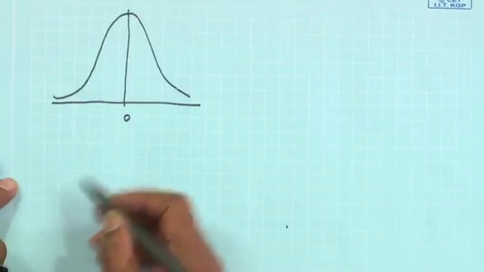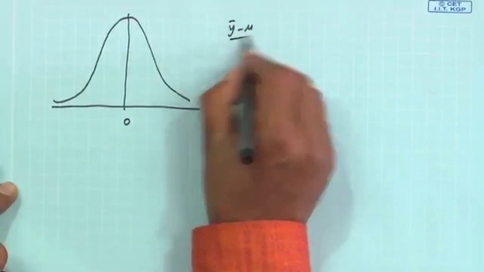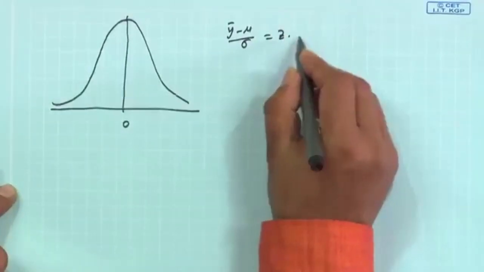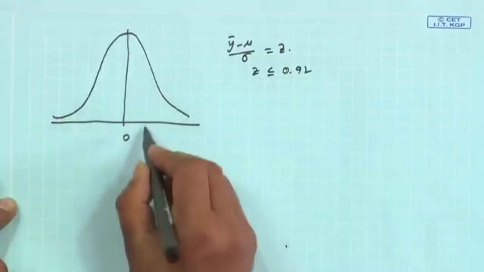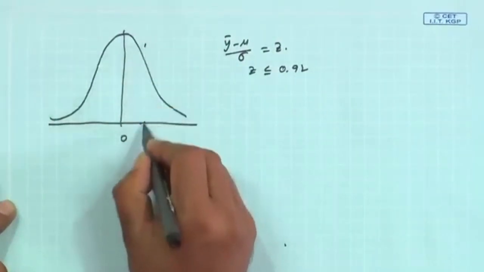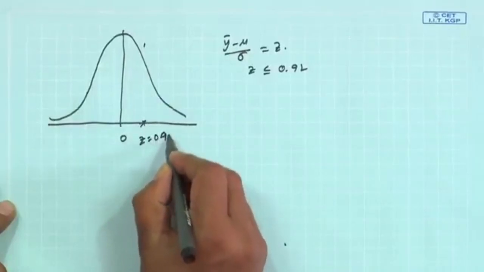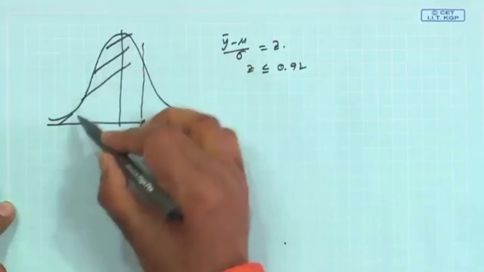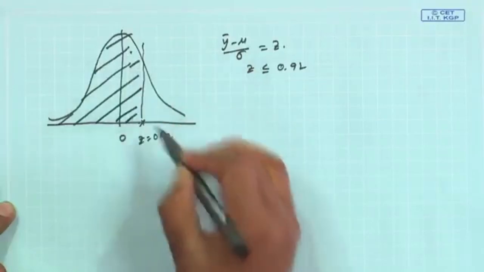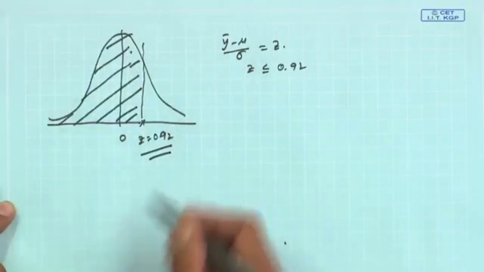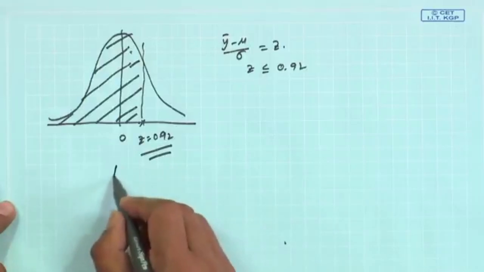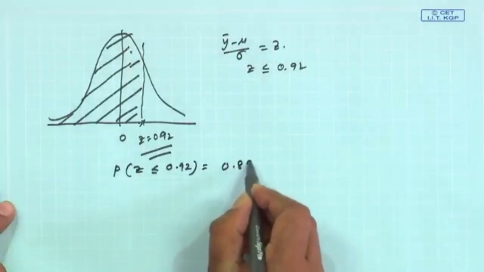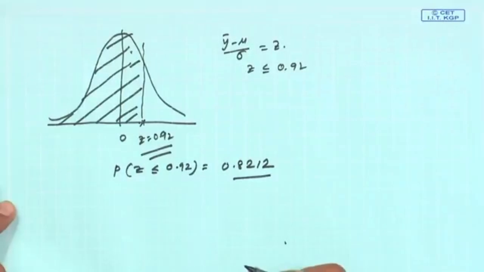And ultimately, y bar minus mu by this sigma, this z value, we are saying z less than or equal to 0.92. So, somewhere here, suppose this is the value z equal to 0.92. You are interested to know the area under the curve to the left of this value. So, probability z less than or equal to 0.92 is 0.8212. So, how do you get this one?